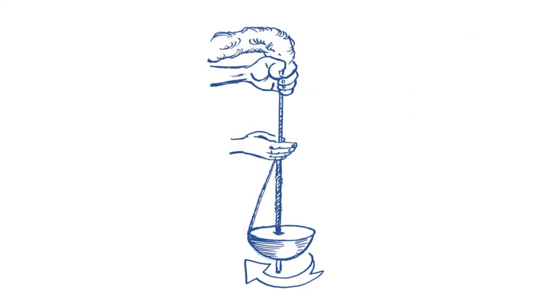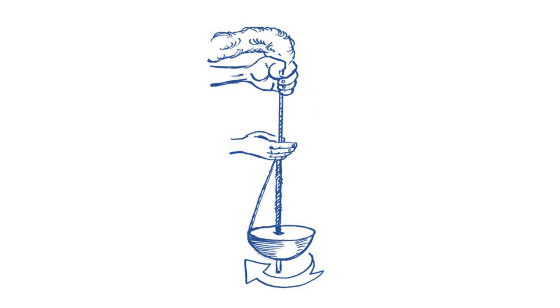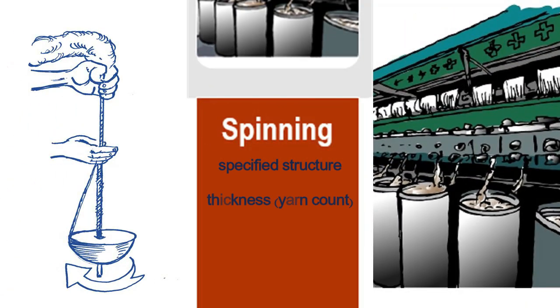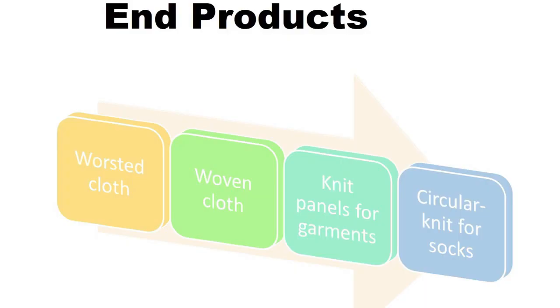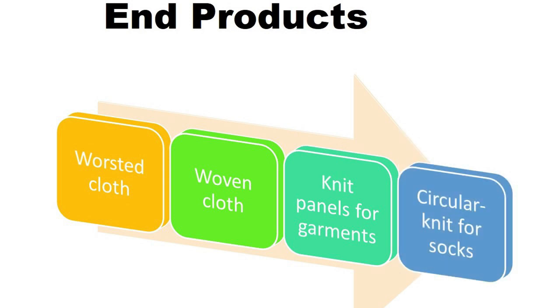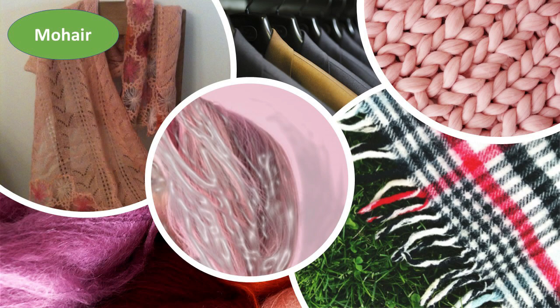After the mohair or wool fleece has been carded and combed, it is spun into yarn. This yarn is spun in machines according to specified structure, thickness or yarn count, and surface. Mohair and wool yarns are often twisted or brushed or raised for a fluffy appearance. There are a number of end products produced in the factories. These include worsted or woven cloth, yarn knitted into panels for garment production, and yarn which has been circular knitted for socks. Let us take a closer look at the uses of mohair versus wool yarn.